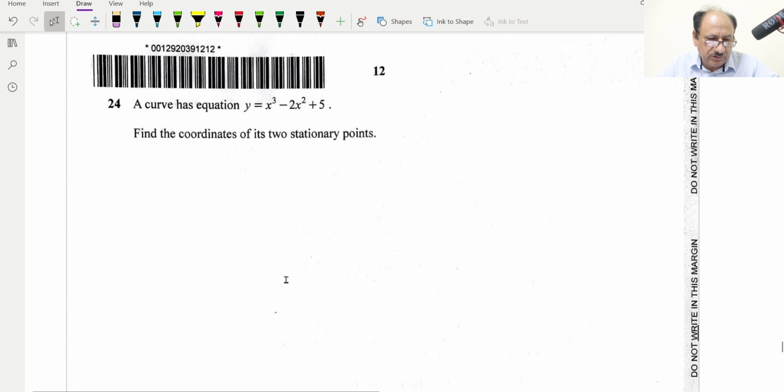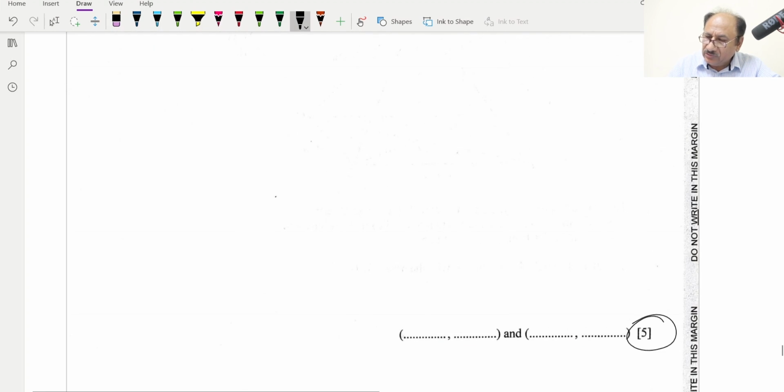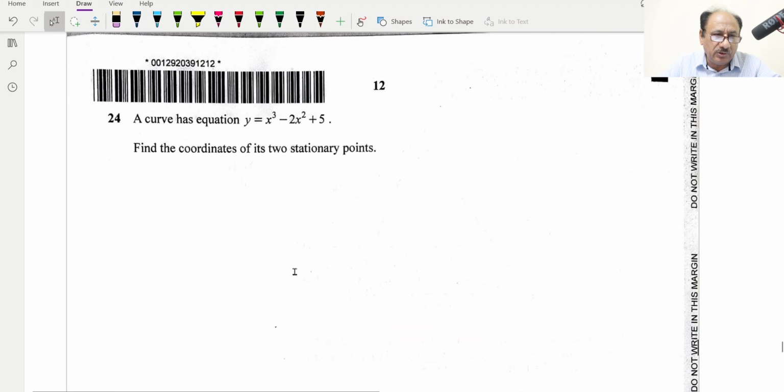Now we can move to question number 24, which is a very easy question, but this is a 5-mark question. This is the new topic, differentiation, which they have included in IGCSE. So you should be carefully solving this question. A curve has this equation, find the coordinates of its two stationary points. I have done a separate video also for stationary points. If you are not good at these types of questions, go through that video also and check the playlist. You will be getting a lot of material for your IGCSE exam.